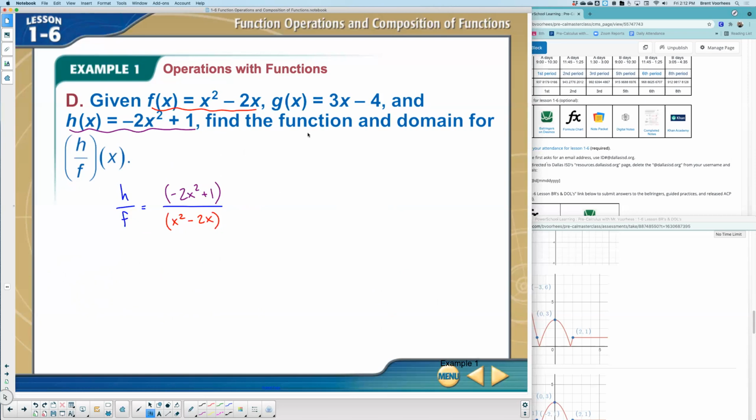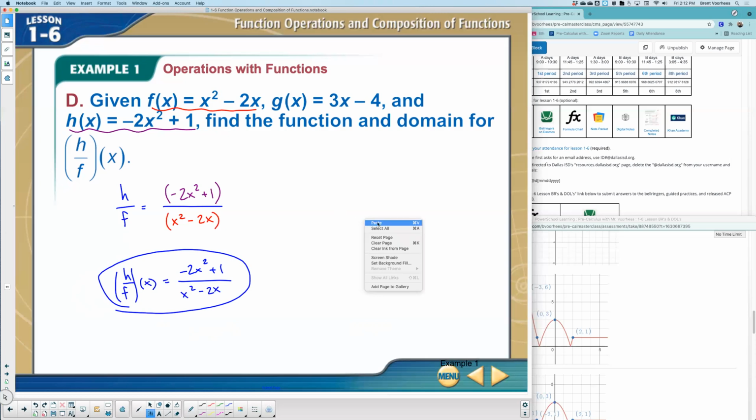Okay, quick question for you. Remind me, we talked about this one of the days earlier. Can I cancel just the x squared and the x squared? Can I cancel a term, or can I only cancel if the factors match? Only if the factors match. This one won't be able to simplify. There's nothing to simplify there. So if you want to rewrite your answer, perfect form would be h divided by f of x equals, and then you could take away the parentheses since nothing's simplified. Negative 2x squared plus 1 over x squared minus 2x. Sorry, that's going to be our answer here.